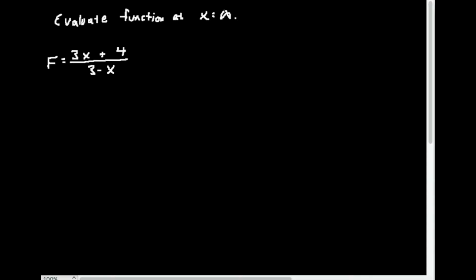So you can't really just plug in infinity in this equation. Let's suppose I evaluate this function at x equals infinity. I'm going to have 3 times infinity plus 4, because anywhere I see x, I'm just plugging in infinity to see what happens. So 3 times infinity plus 4, divided by 3 minus infinity, because this is an x, I plug infinity in there.